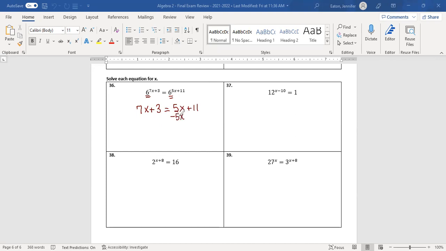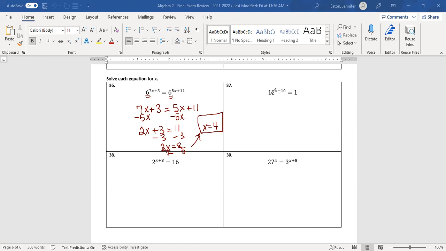So I need to bring my x's together. So I subtract 5x from both sides. So we get 2x plus 3 equals 11. Subtract 3 from both sides. 11 minus 3 is 8. So we have 2x equals 8. Divide both sides by 2. 8 divided by 2 is 4. So we get x equals 4 as our final answer for number 36.